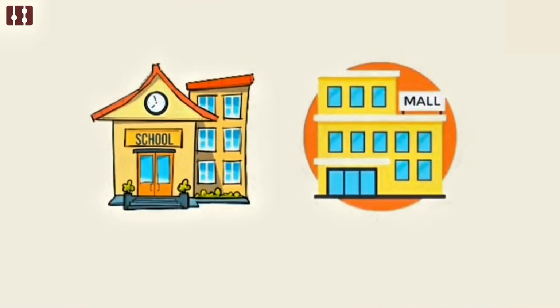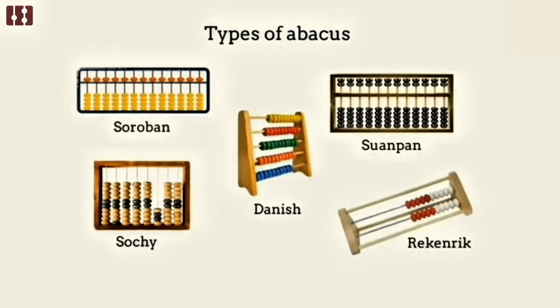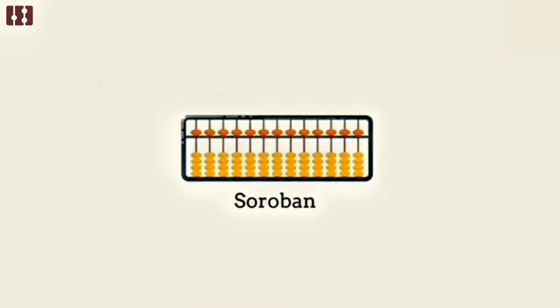The abacus is used in schools for educational purposes, and in some countries, it's even used in malls. Different countries have designed their own versions of the abacus, according to their needs. Although these abacuses look different, they all work in the same way. In this course, we will learn to use the soroban, a Japanese tool that is widely used in many countries.